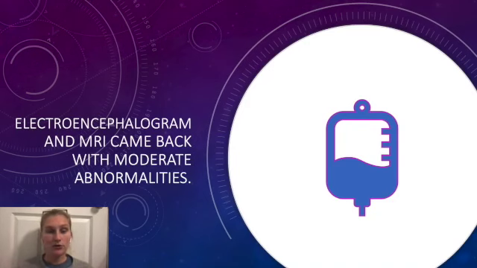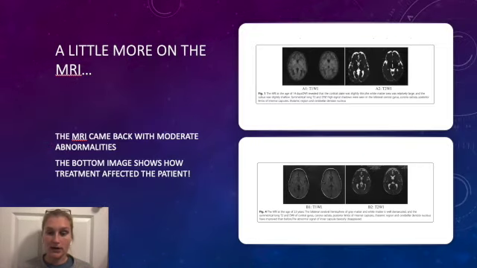So the two brain tests came back with moderate abnormality, so it showed that there's a little stuff wrong, but that probably wasn't the deciding factor of where they went with their diagnosis. And just briefly, I wanted to show a little bit more on the MRI because it included these scans in the image in the case study, which I thought was cool.